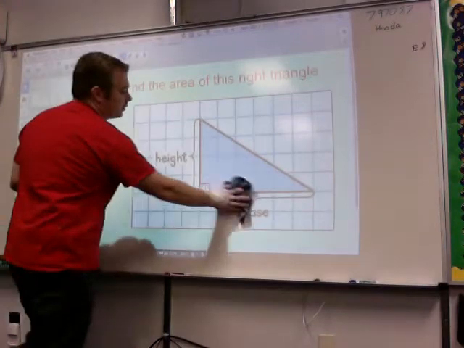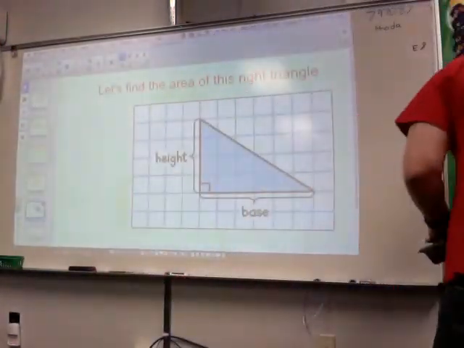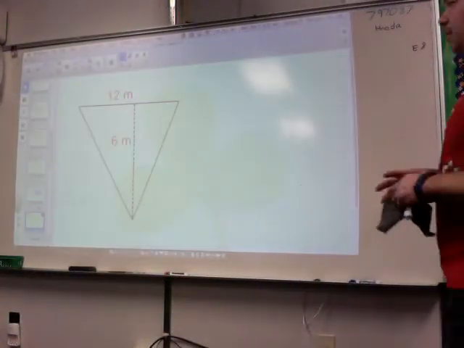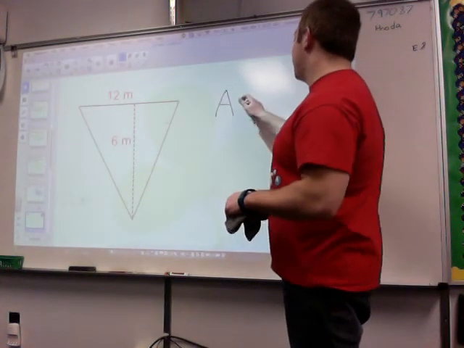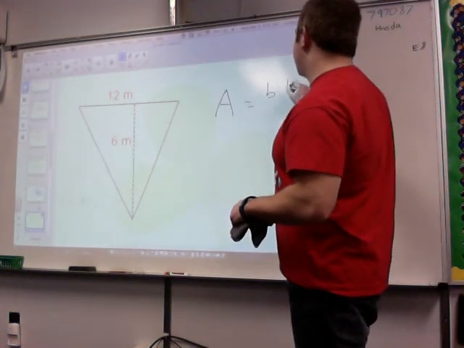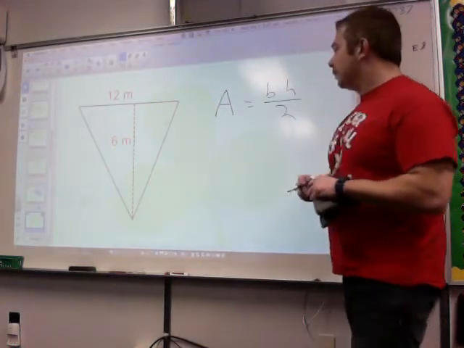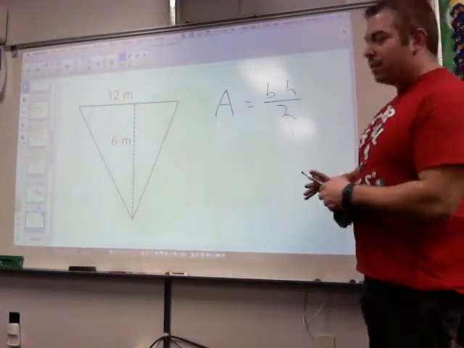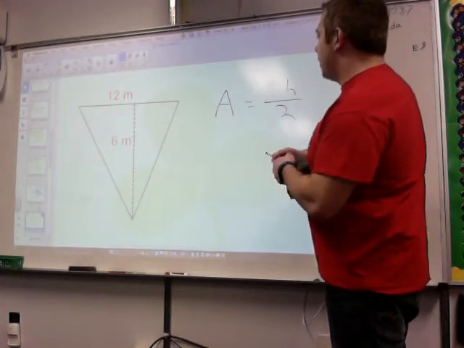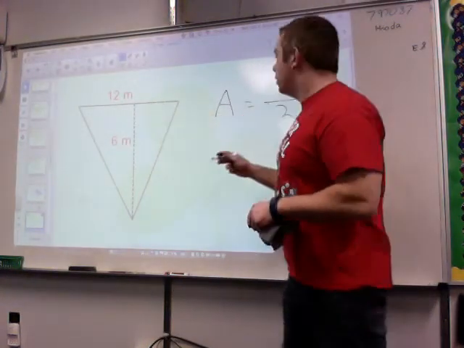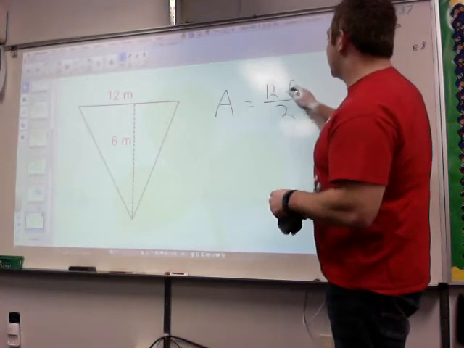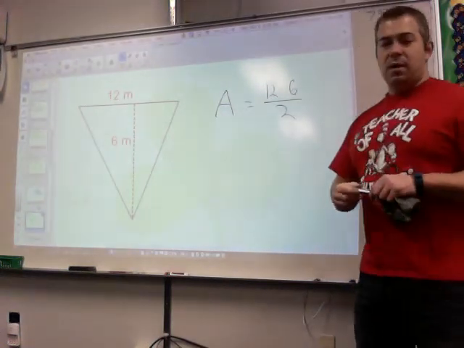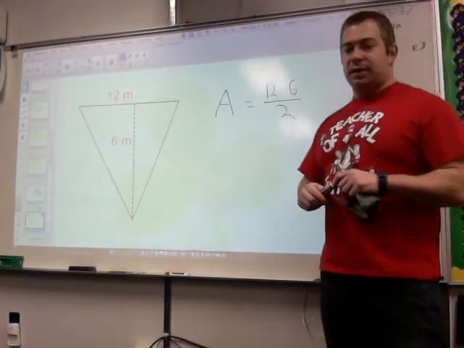Very similar to yesterday's lesson, we're going to move on to one without the squares and just do it with meters now. So once again, my area equals base times height divided by 2. When I plug it in, I have 12 for my base. My base could be up top. There it is. 12 for my base. My height is 6, and I'm going to divide that by 2. So let's do 12 times 6 first.